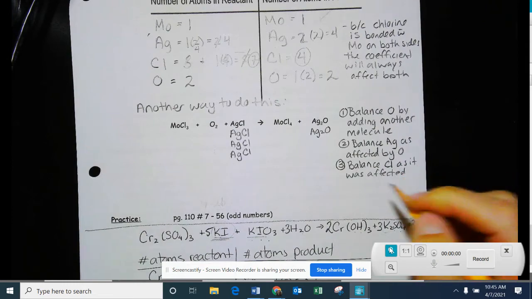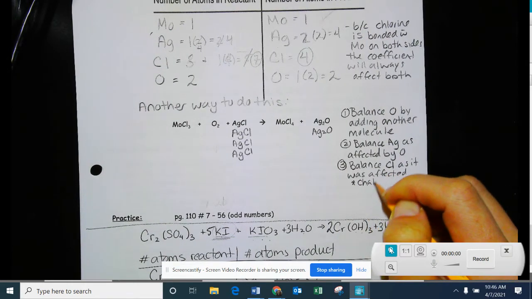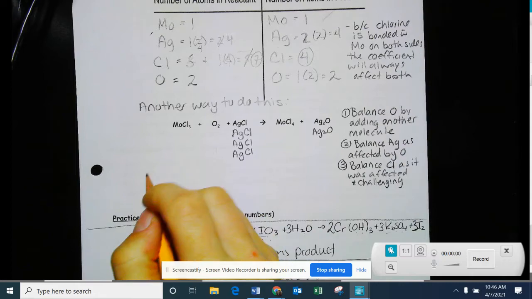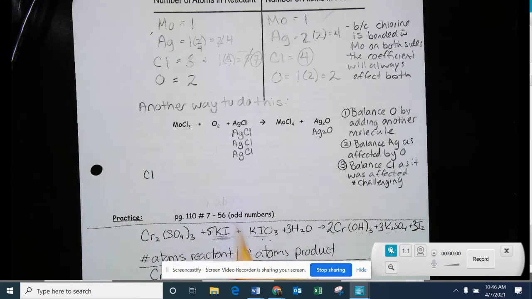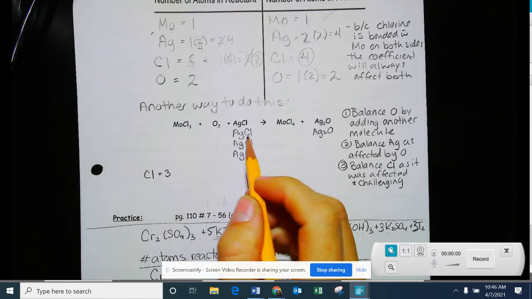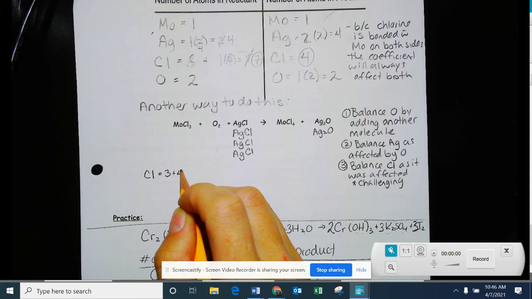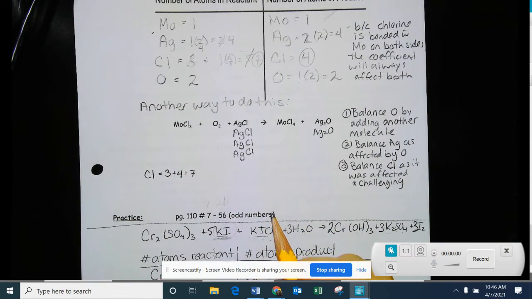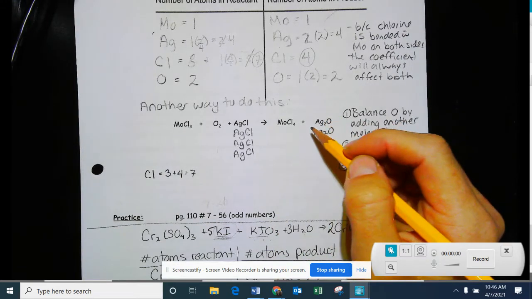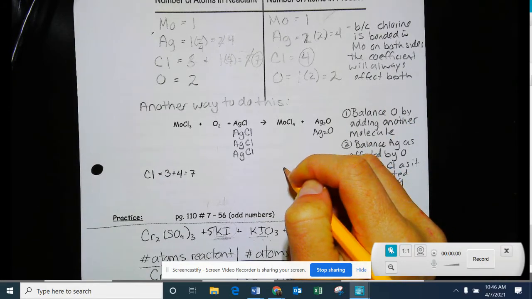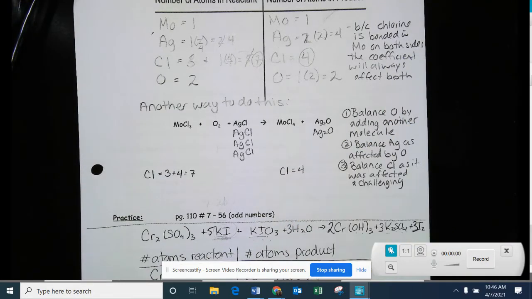Okay, this one is going to be hard. So if we look at chlorine, Cl, basically what we've got is 3 here and 4 there. So we have 7. We need to get it to, what do we have on this side? We've got 4. So what I'm going to do is write out Cl equals 4. This is kind of going to get a bit messy.